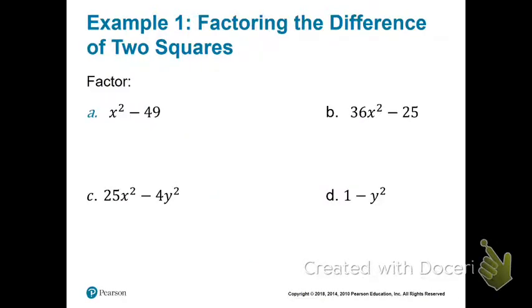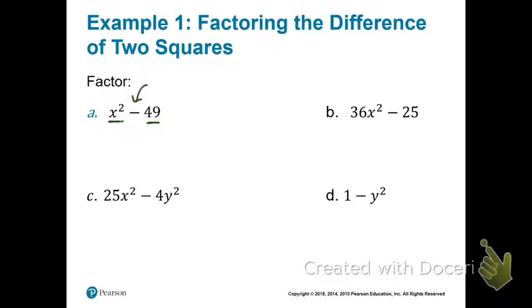All right, so let's look at example 1. It says to factor. Our first step in factoring, remember, is to look for the greatest common factor. So look at A. Do either of these have a factor in common other than 1? They do not. Step 2, count the number of terms. There's 2 terms. So then if there's 2 terms, you ask yourself, is it a sum, which means a plus sign between them, or a difference, which is a minus sign? We look at this and we see it's a minus sign, so we know it's a difference.